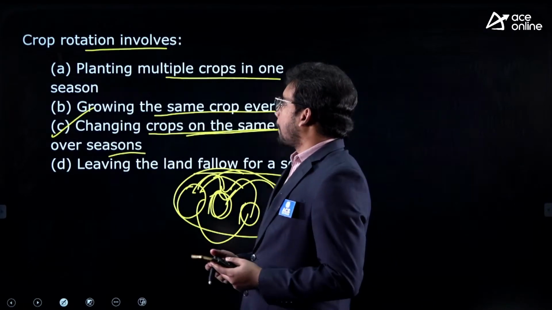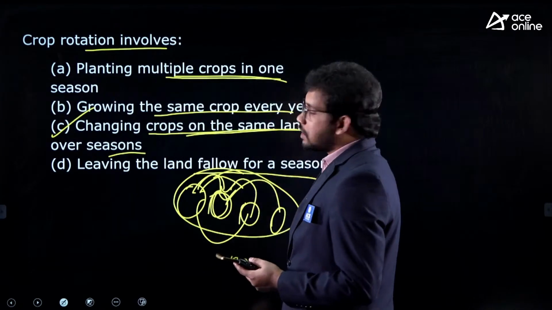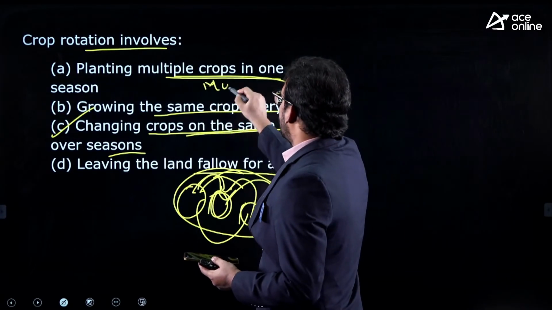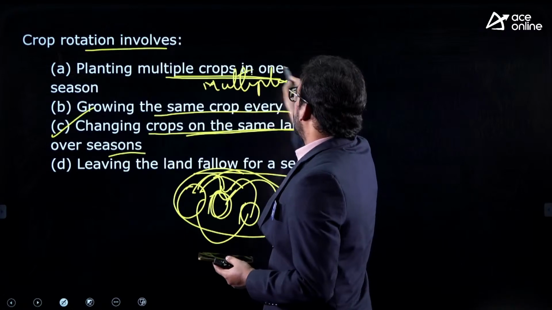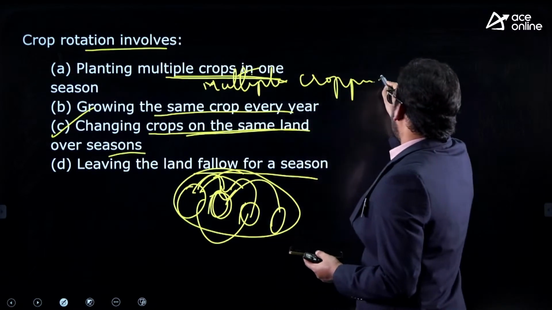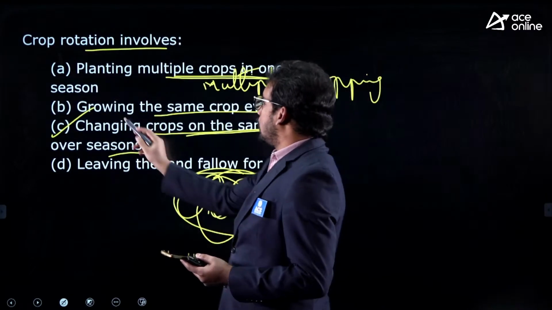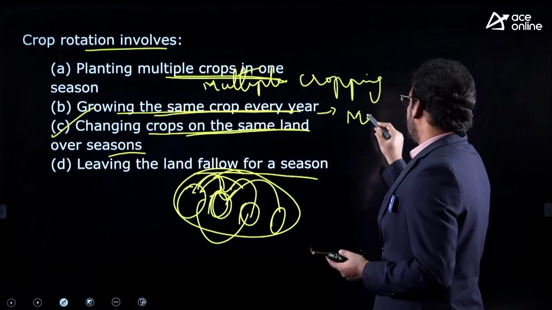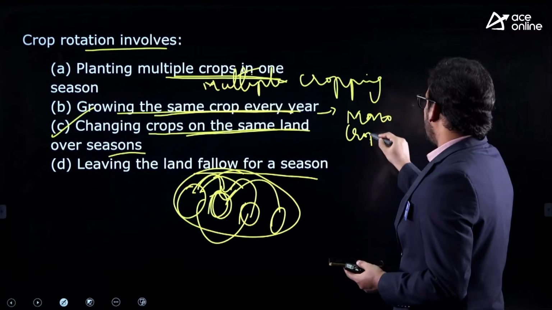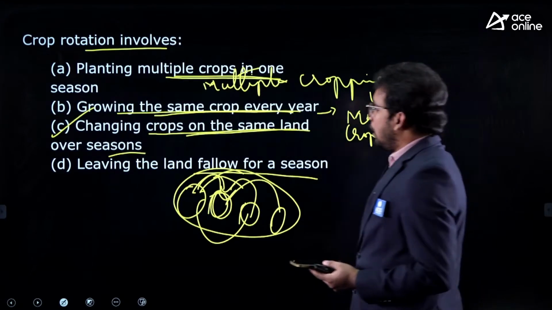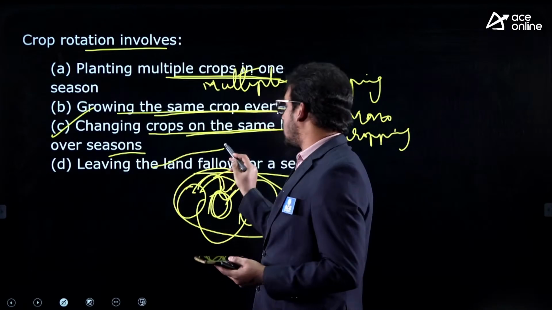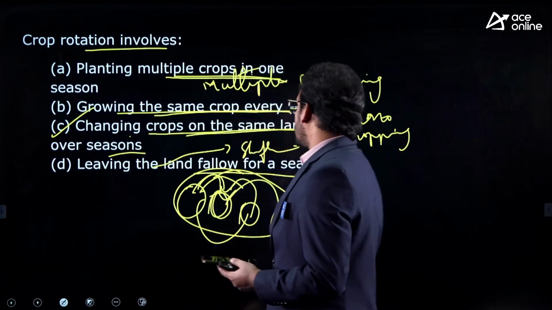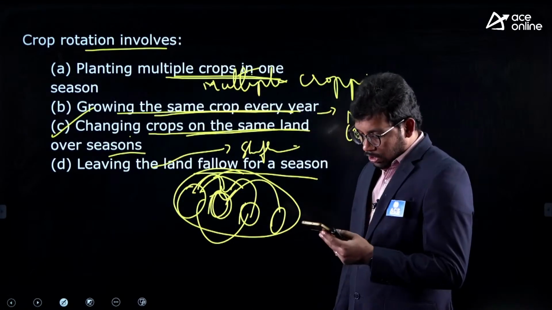Planting multiple crops in one season is called multiple cropping. Growing the same crop every year is called monocropping. Leaving the land fallow for a season is shifting cultivation, which we have already discussed. So changing crops on the same land over the seasons is known as crop rotation.